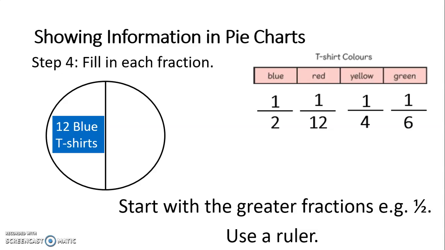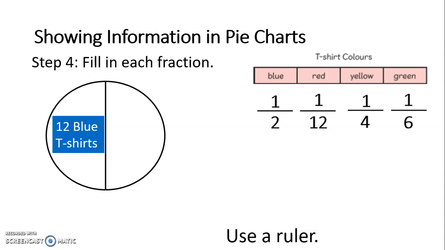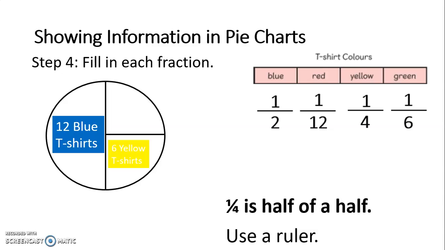Let's look at the next greatest fraction. The next greatest fraction is 1/4, who chose yellow. 1/4 is half of a half. So the other half of that pie chart, I'm going to halve it to show 1/4 or 2/4 that you can see. So one of those quarters is the 6 children who chose yellow t-shirts.